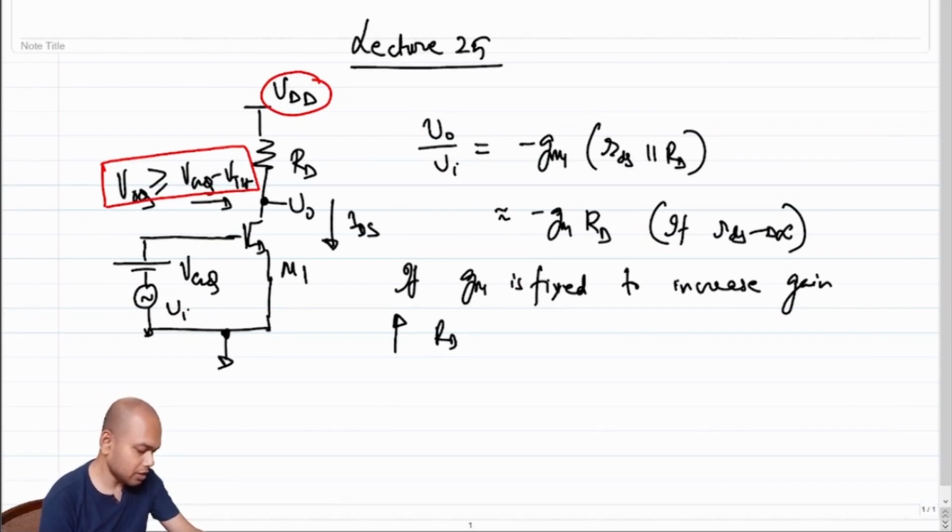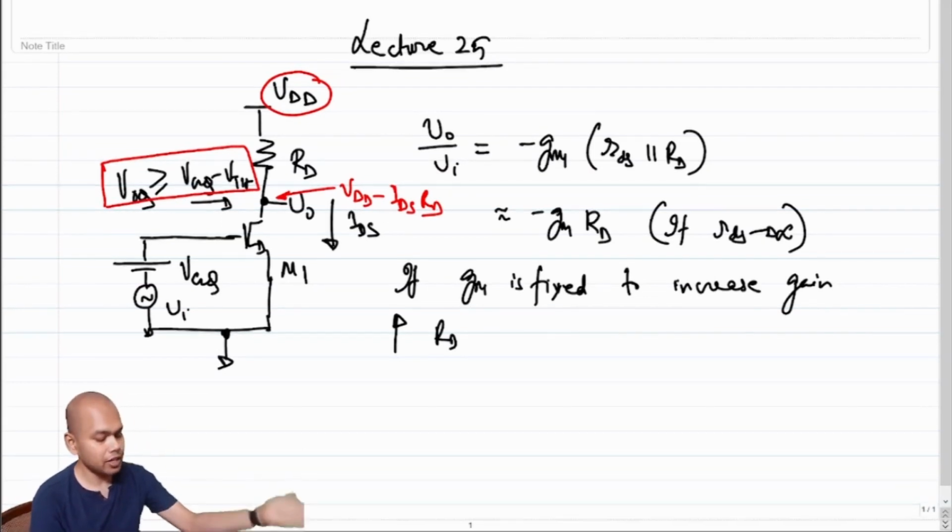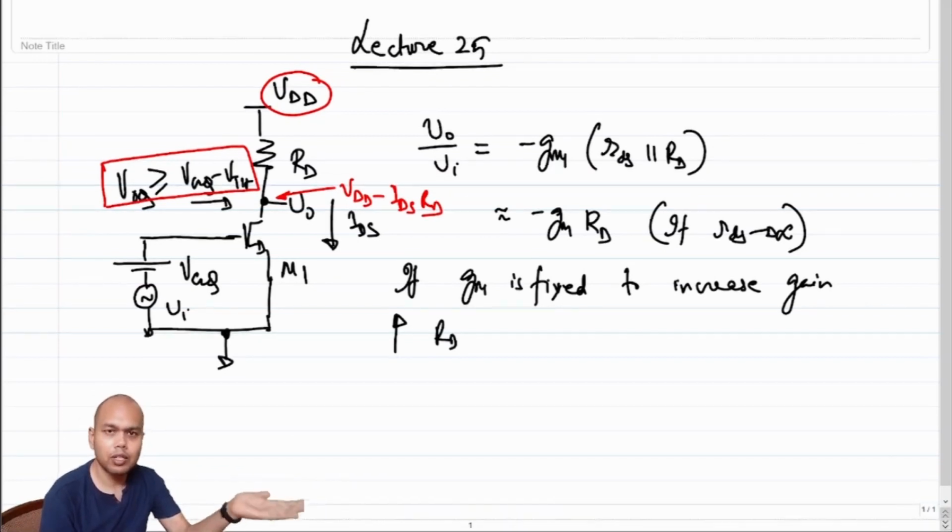So what is the solution to this? One of the solutions is to say that the only thing we need to do is ensure that the voltage at the drain of M1 should always be higher than VGQ minus threshold voltage. Now, what is the voltage at the drain of M1 for a fixed IDS? This is VDD minus IDS times RD. And if we have to keep this above the limit of VGQ minus threshold voltage while we increase RD, what do we need to do? We need to keep increasing VDD as well, right?